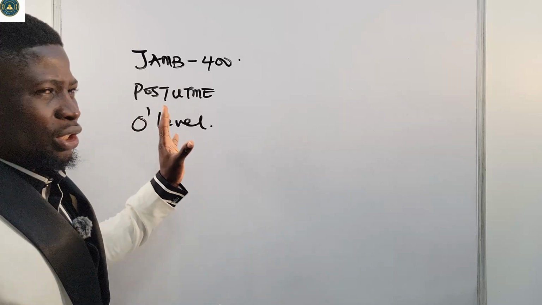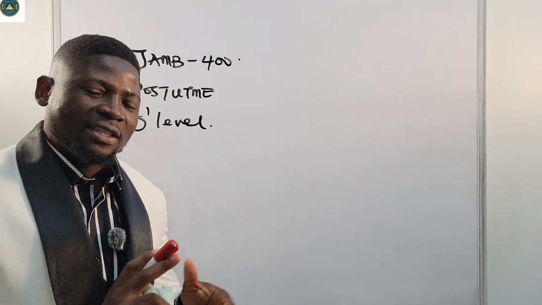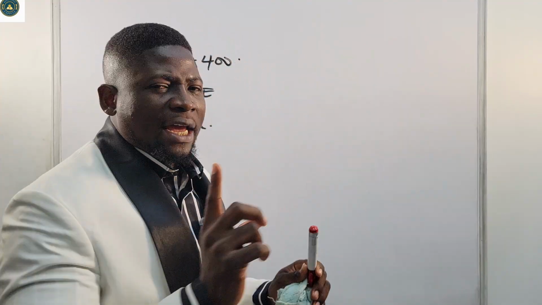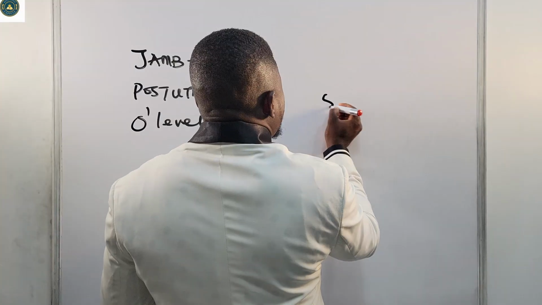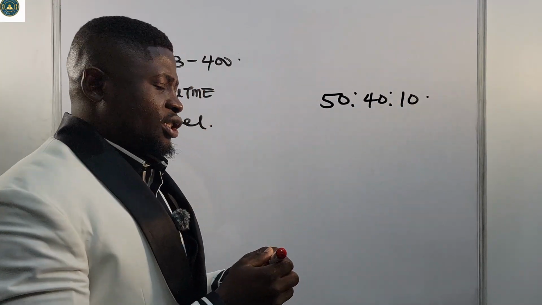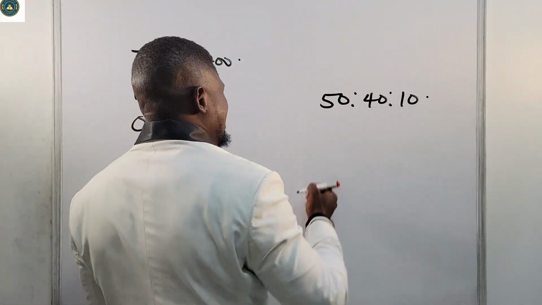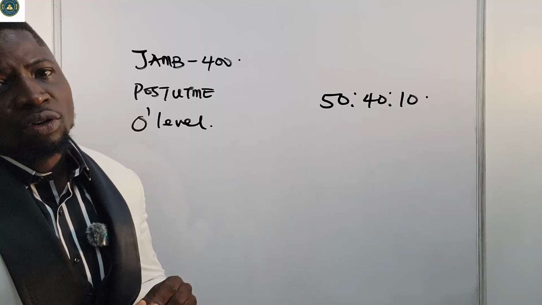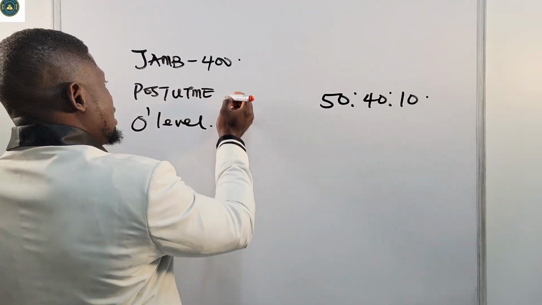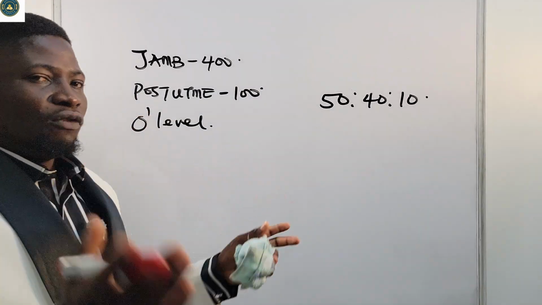Both your JAMB, your O-level result, and your Post-UTME are used in calculating your aggregate for Obafemi Awolowo University. OAU uses a 50-40-10 system. What does this mean? It means that to calculate your aggregate, JAMB takes 50%. Your Post-UTME total is 100 for OAU. That is the highest you can get for Post-UTME.